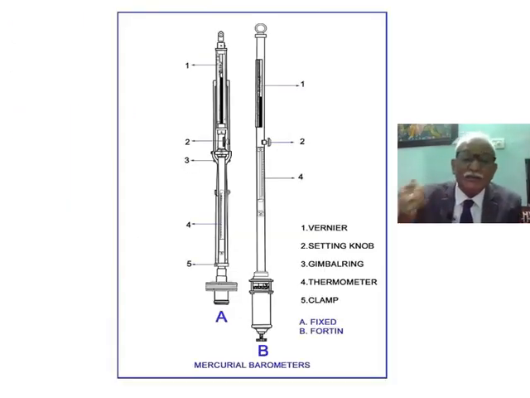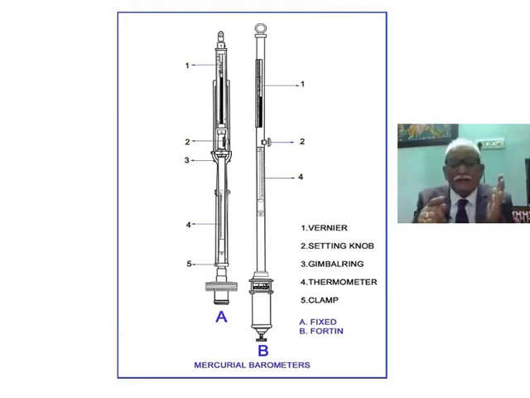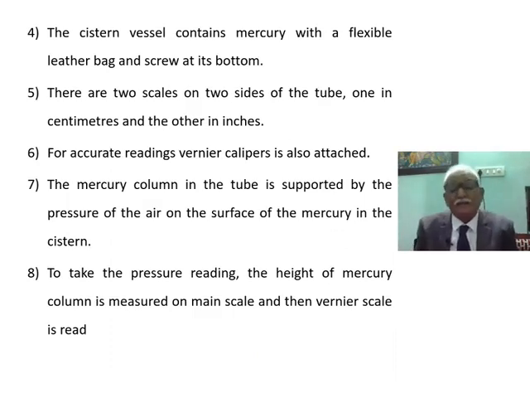So you see, there is a vernier, there is a setting knob, there is a thermometer, there is a clamp. This is how the mercurial barometer looks. This is one of the diagrams which I had drawn. To my left side is the fixed part, to my right side is the Fortin. The system, as I said, is very, very important.